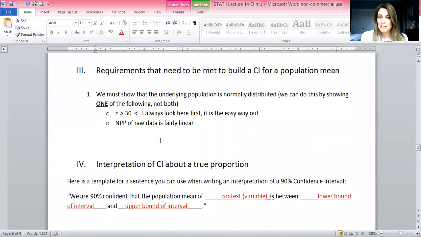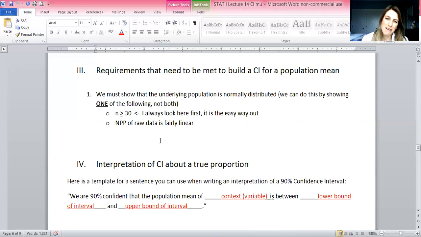As usual, we have to meet the requirements for a CI. We want to make sure we're looking at a normal curve. Why use a normal curve if my data is not normal, right? We have a couple different ways, and we already know these ways. If n is greater than or equal to 30, that's my central limit theorem. I always look there first. It's like the easy way out. You could just check it, right? And if I ask you, all you can say is, well, n's greater than 30, of course it's normal.